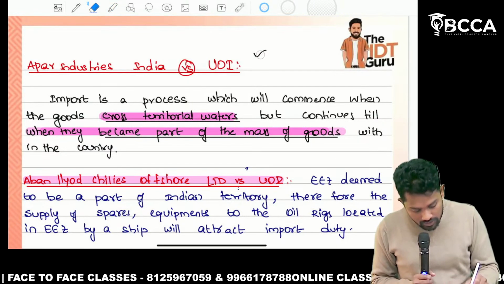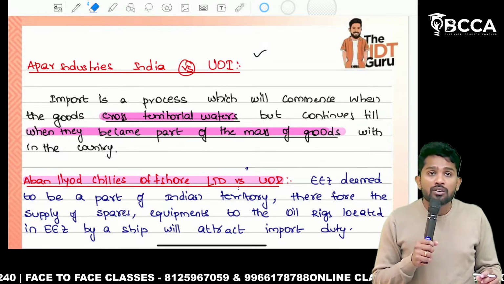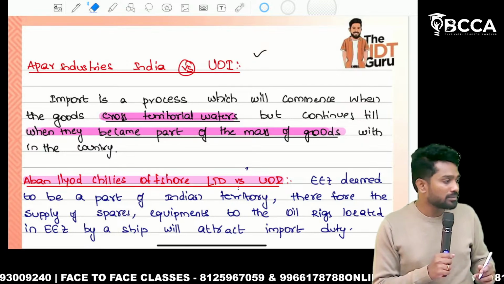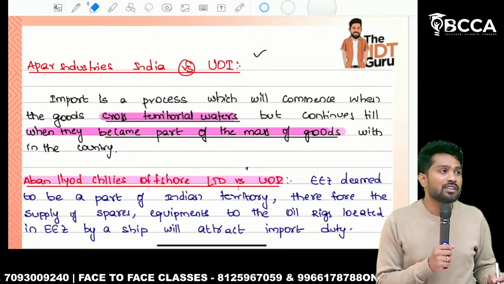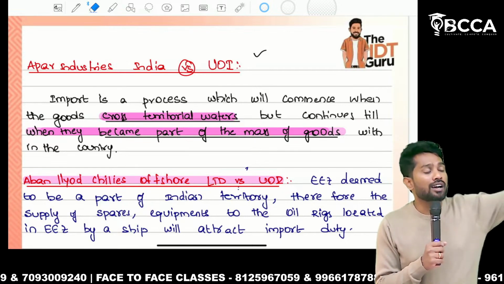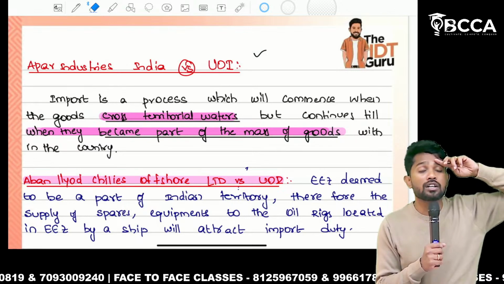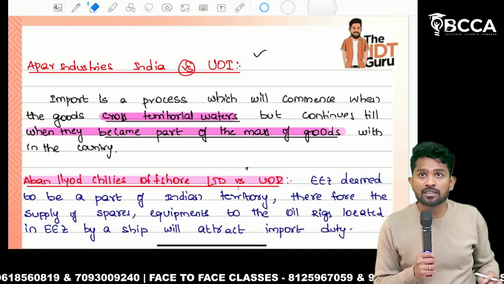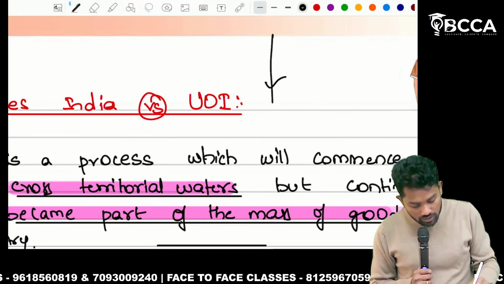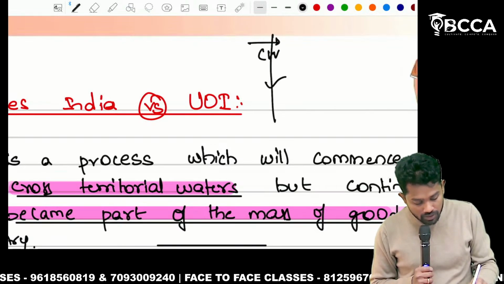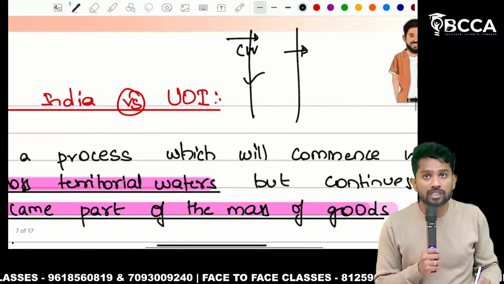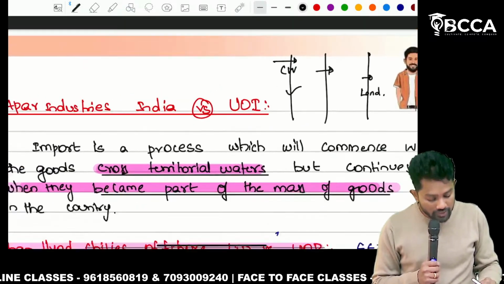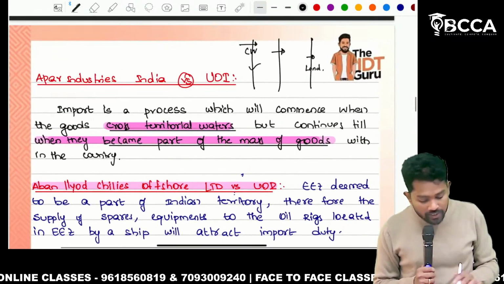Then, Upper Industries. This case law helps us in deciding when the import is completed or when the import has started. Because when can we say the import is made? India includes Indian territorial waters, which extend up to 12 nautical miles, and customs waters extend up to 200 nautical miles. So when is it to be treated as import? When the goods cross customs waters, or when the goods cross territorial waters, or when the goods touch the land of India? That was explained in this particular case law.